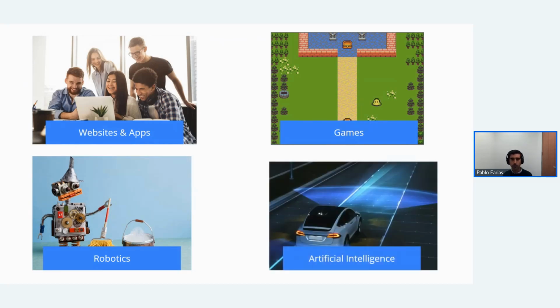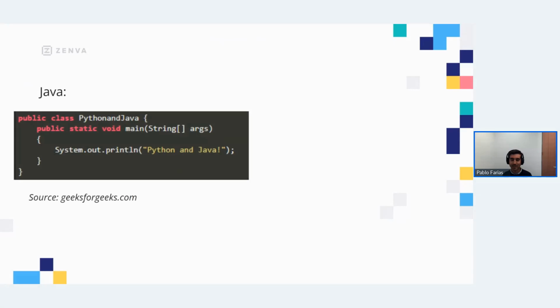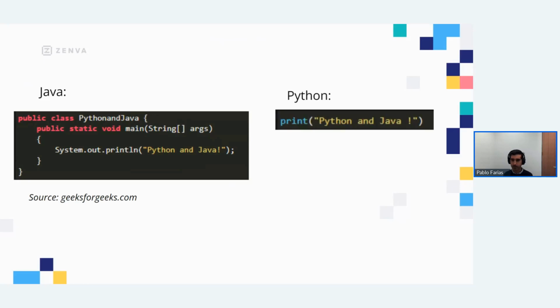Now, why do all of these people like Python so much? Why are people adopting Python? Well, let's look at what Java looks like. No offense to any Java enthusiasts out there, but that complex code is only saying Python and Java on the screen. In Python, that's just a single line that you can pretty much read in English without knowing any programming. You get an idea that we are printing some text that says Python and Java.